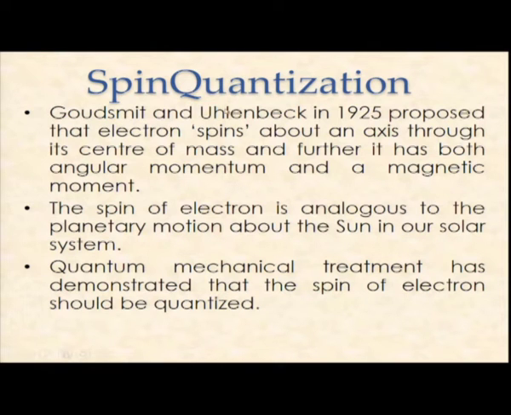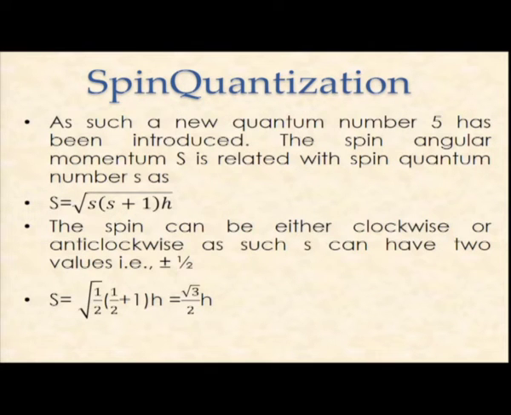The next concept in the vector atom model is spin quantization. The spin quantization was explained by Goudsmit and Uhlenbeck in the year 1925. They proposed that electrons have spin about an axis through their center of mass, and further that it has both angular momentum and a magnetic moment. The spin of the electron is analogous to the planetary motion about the sun in our solar system. Quantum mechanical treatment has demonstrated that the spin of the electron should be quantized. As such, a new quantum number has been introduced, that is, the spin quantum number.